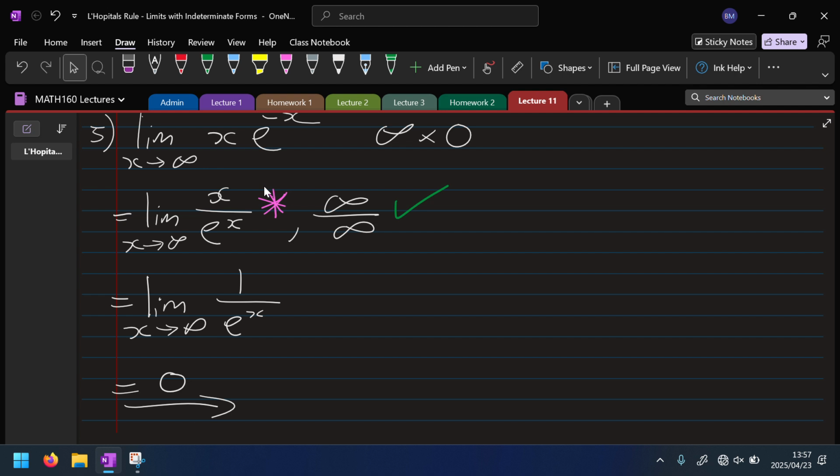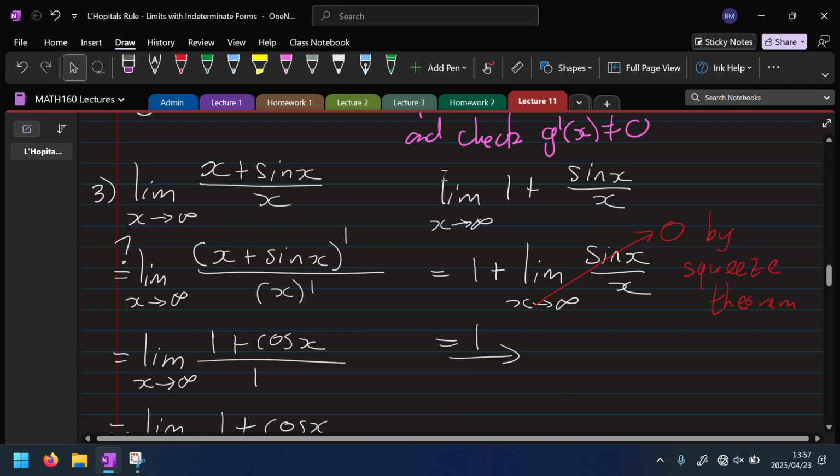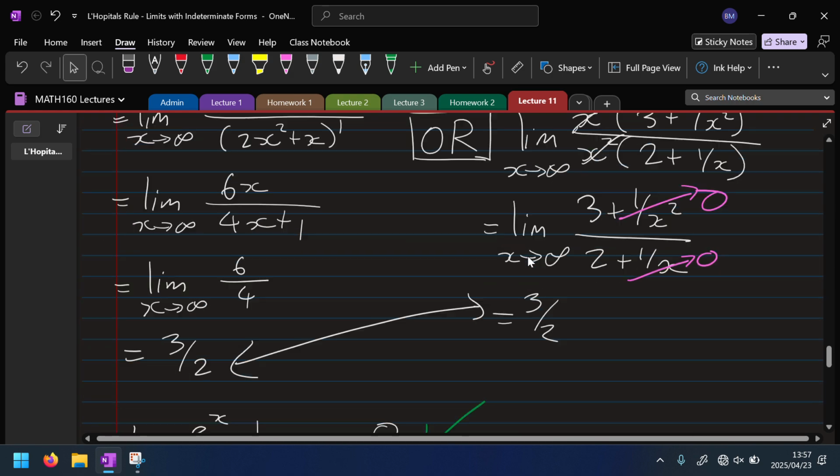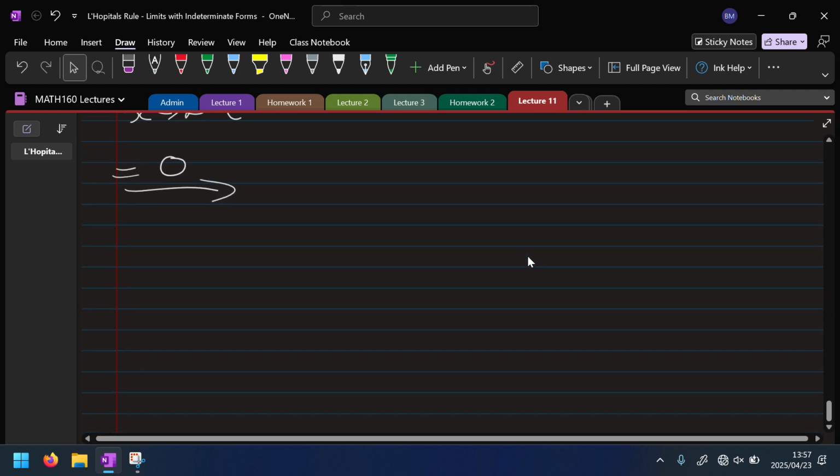That's all good. I'll leave you with some homework problems to try out. And then we'll finish off with the more difficult ones tomorrow. So these ones were pretty easy. It was something over something, pretty straightforward. Tomorrow we'll have a look at these other ones here. So the infinity minus infinity, or the 0 to the 0, 1 to the infinity, those ones we'll look at tomorrow. But some homework for you to try.